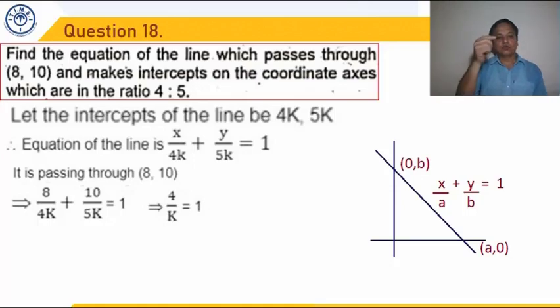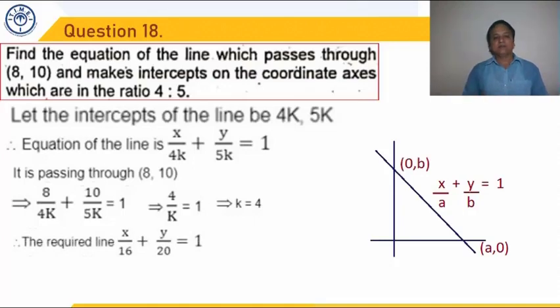So this gives us 2 upon k plus 2 upon k is equal to 1, that is 4 upon k is equal to 1. Indirectly, we get the value of k as 4. We put back the value of k in the assumed equation. So it becomes x upon 16 plus y upon 20 is equal to 1.